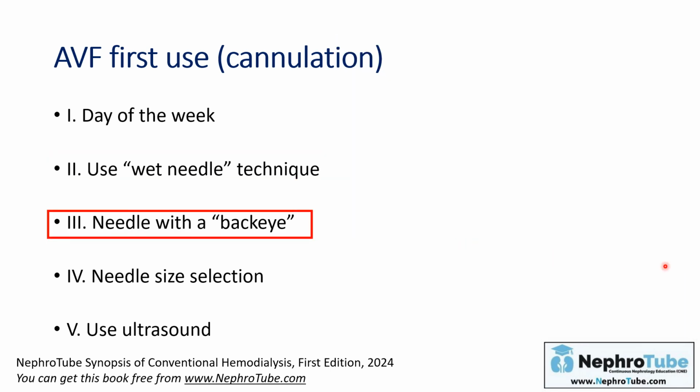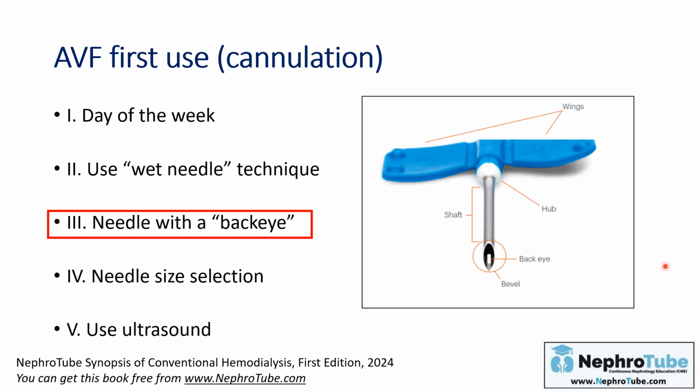Also, in the first cannulation, it's better to use a needle with the back eye. A needle with the back eye optimizes flow from the access. This is the back eye. And there is evidence that it may minimize the need for needle rotation. What is needle rotation? I will talk about it in the next slides.